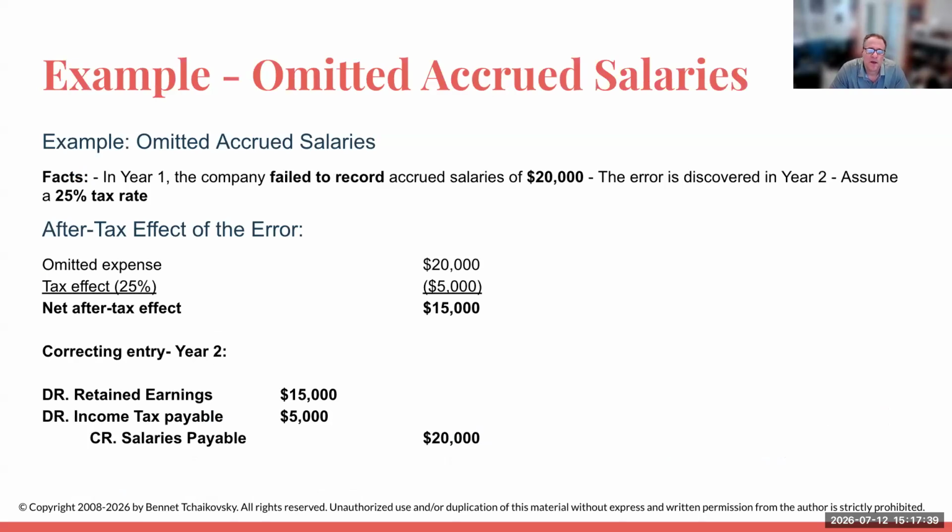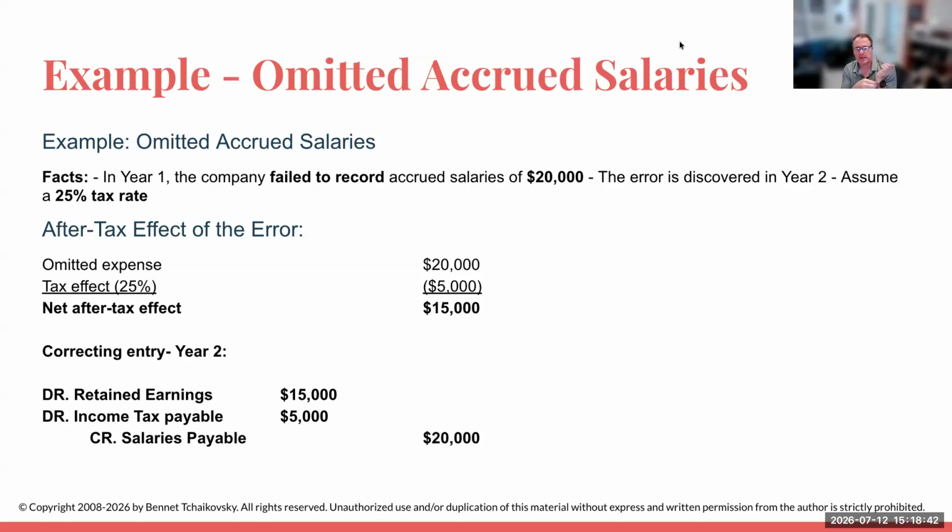So over here, and I don't know if this is actually correct or not, but the facts are: in year 1, the company failed to report accrued salaries of 20,000, the error is discovered in year 2, assume a 25% tax rate. So we have over here the omitted expense was 20,000, and then here is your correcting entry basically for year 2. I want to say right now that I don't think that this is correct. So I'm just going to pause this real quick. I shall go ahead and leave this in there.